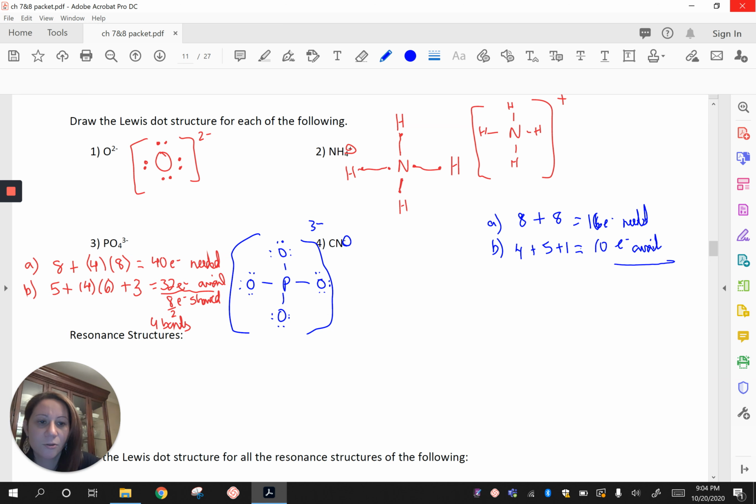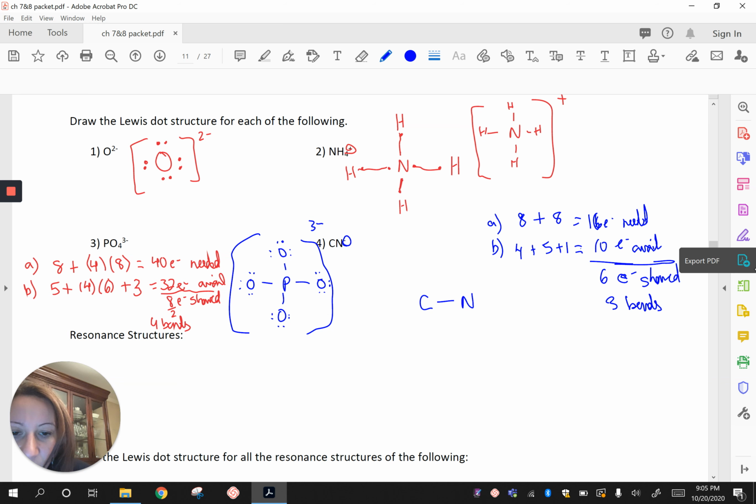You subtract the 10 from the 16, that gives you the number of electrons that are shared. So we have 6 electrons shared. Divide that by 2 to give you the number of bonds. So it looks like we have 3 bonds. So then you draw your carbon, you draw your nitrogen, connect them once. And right now we've drawn only 1 bond. Our math tells us that we should have 3 bonds. So you need 2 extra bonds. There's nowhere else to put them except right here. There's only 1 spot. So that means this is a triple bond.